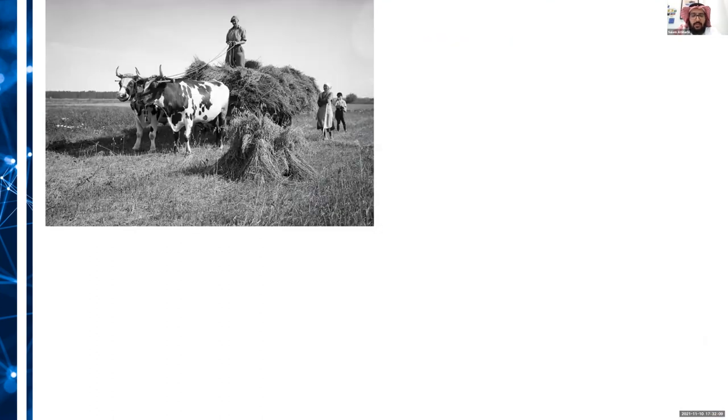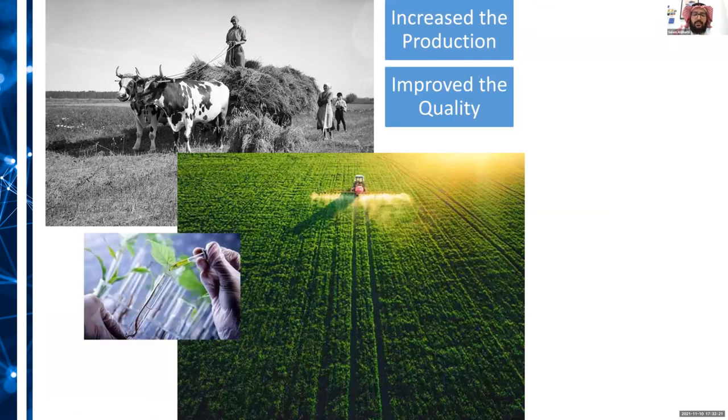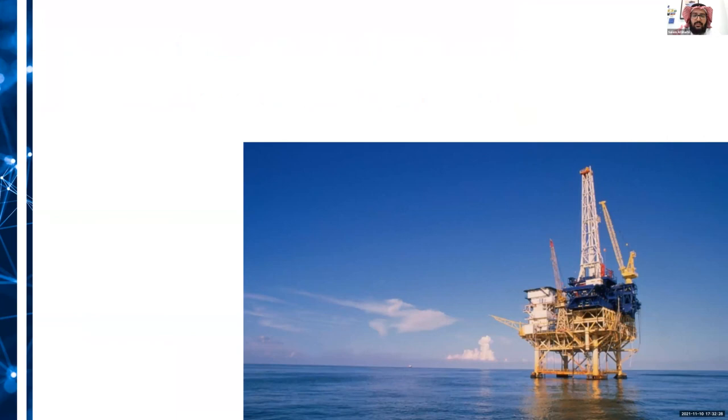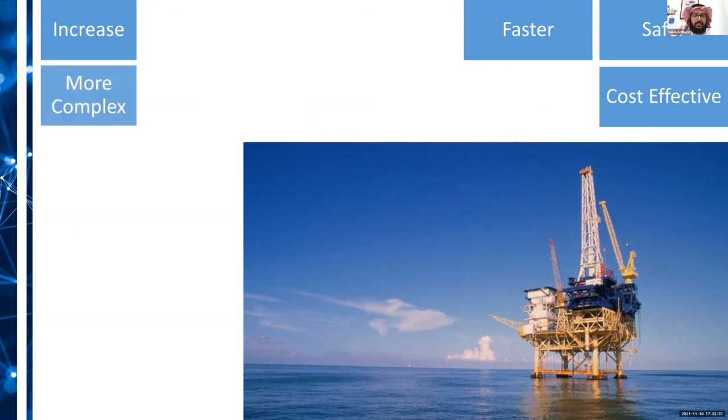Actually, I would like to move to a different area, agriculture, for example. When they started implementing a new technology, the result was an increase in production and improvement in the quality of their product. The same will happen here in oil and gas. The moment we start integrating this technology, our operation will be safer, faster, and more cost effective. As a result, this will increase the production and make it more complex.